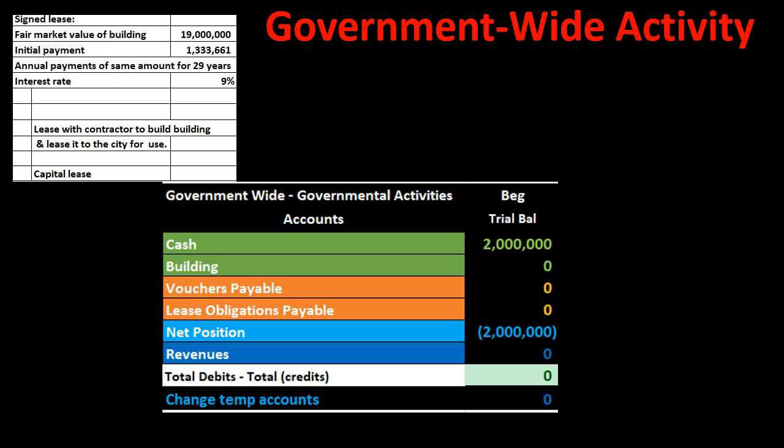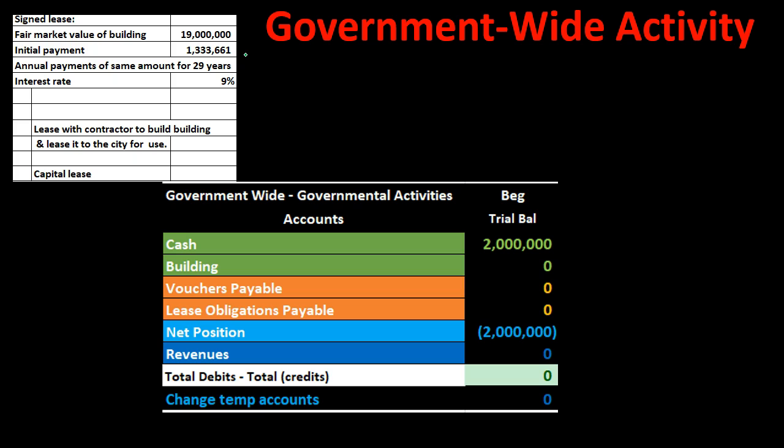The scenario is that we have a lease with a contractor to build a building, which we will then occupy. The fair market value of the building will be $19 million. The initial payment is $1,333,661. Annual payment of the same amount for 29 years. So we're going to make the same payment for 29 years under the lease agreement. And then the interest rate is going to be 9%.